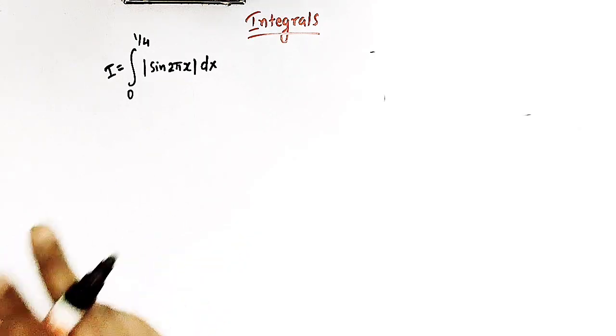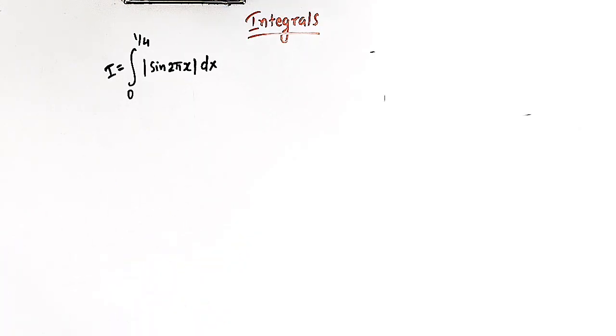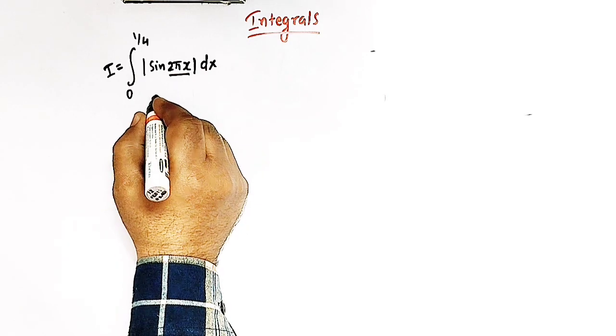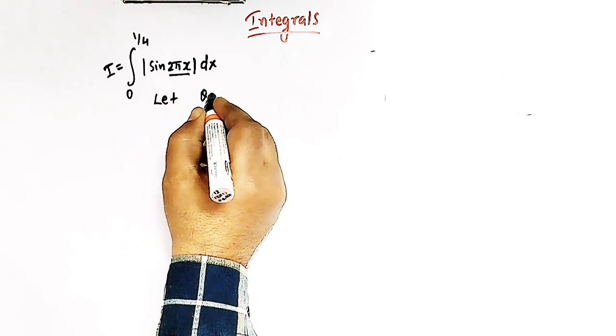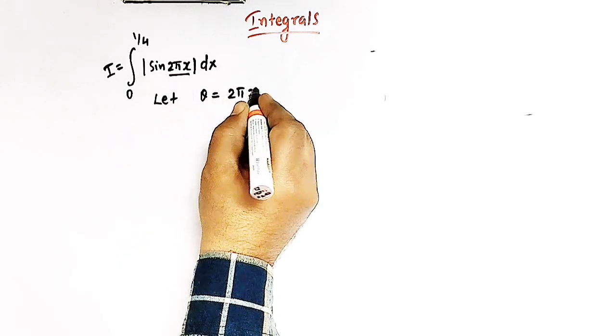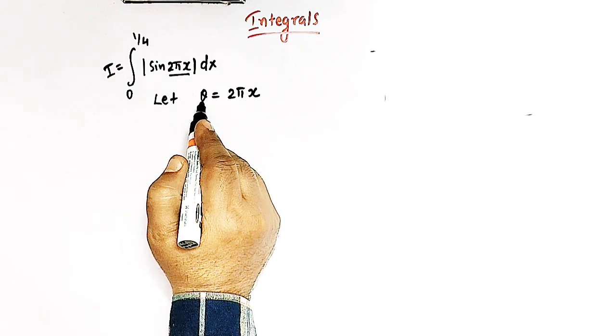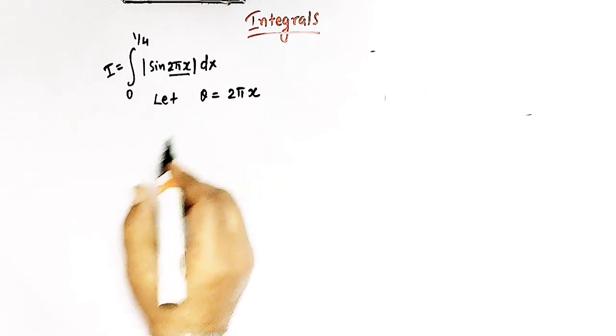So here we'll first make use of the method of substitution, and then will apply some properties of mod function and sign convention of trigonometric functions in four quadrants. So here let us substitute theta is equal to 2 pi x, right? So here we introduce this variable theta, and we'll take theta is equal to 2 pi x.